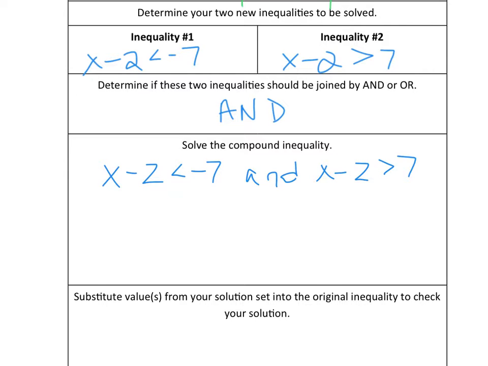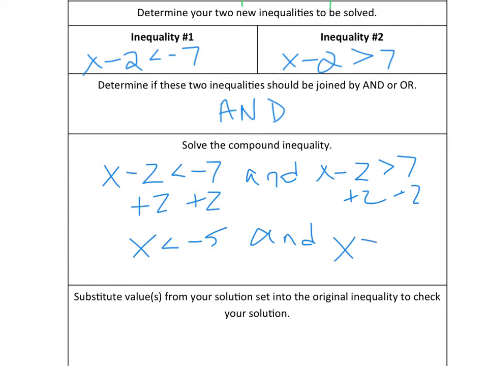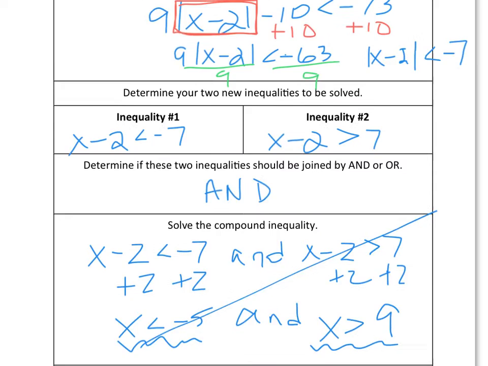Now, I'm doing a whole lot of work, but we're going to realize something when we get to the end that we could have taken a shortcut. So add 2: x is less than negative 5, and add 2: x is greater than 9. Now, think about this for a second. Can x be less than negative 5 at the same time that it is greater than 9? And the answer is no. So there's really no solution for this one.